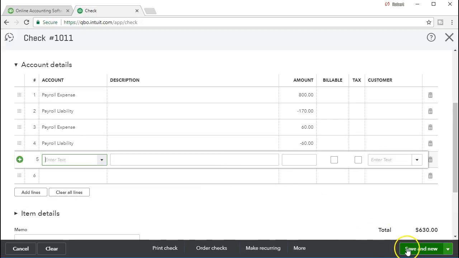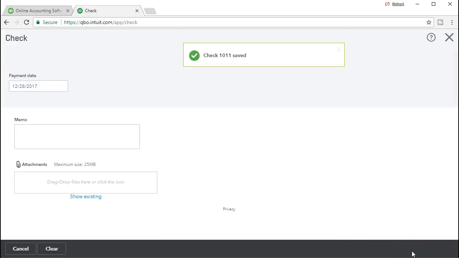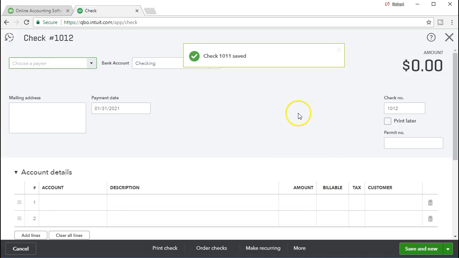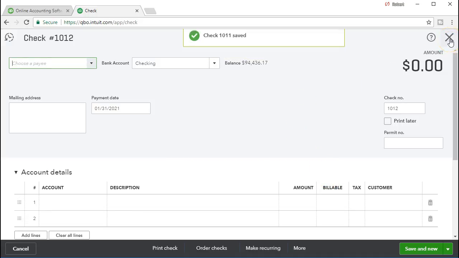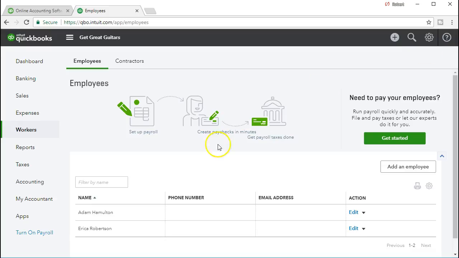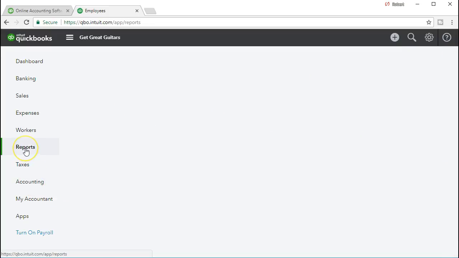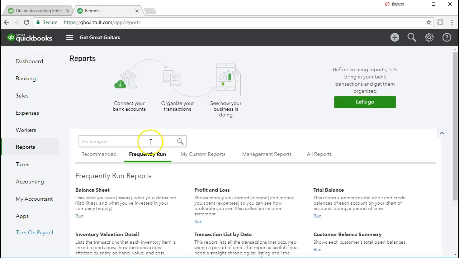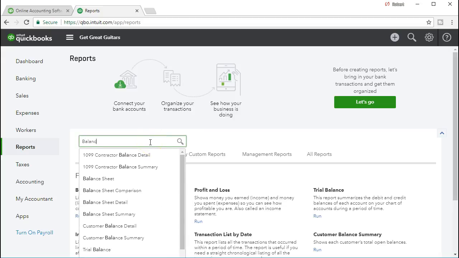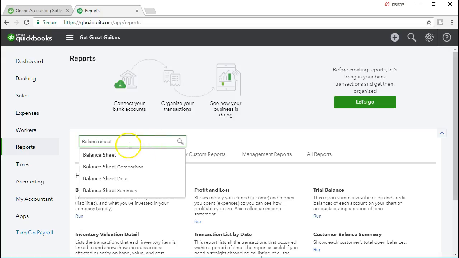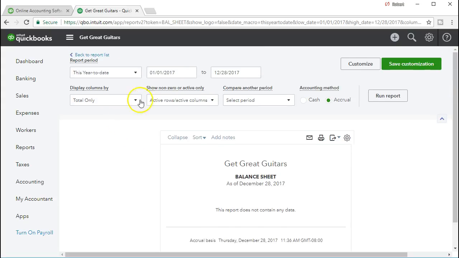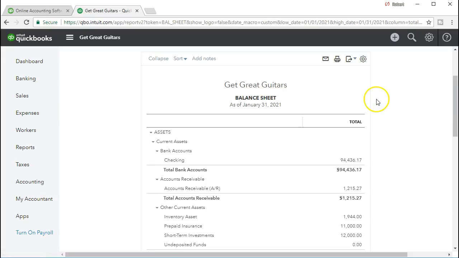So let's save and new this. And then let's go to our reports and let's see if this does what we hope it should do. So we're going to go to reports here and scroll down. We're going to take a look first at the balance sheet. And we'll change our dates up top from 01/01/21 to January 31st, 2021, and run that report.